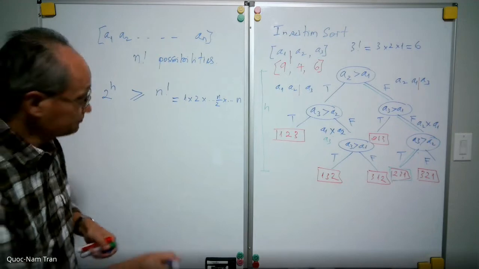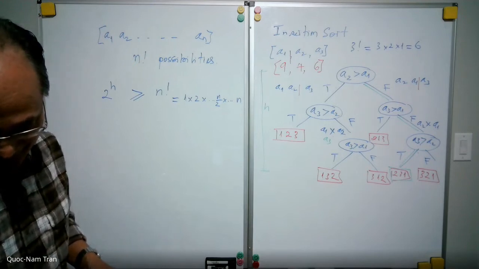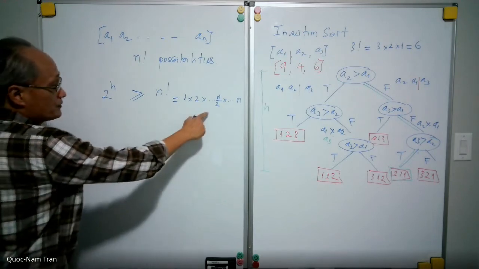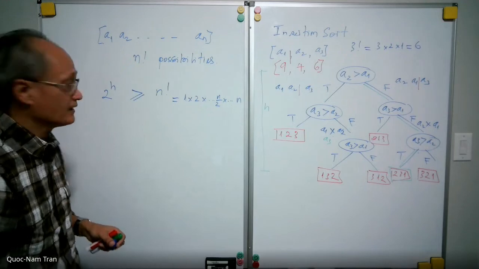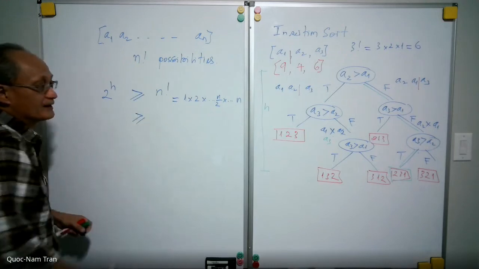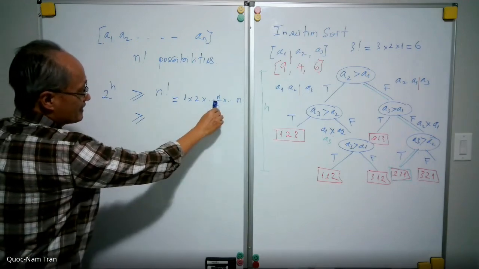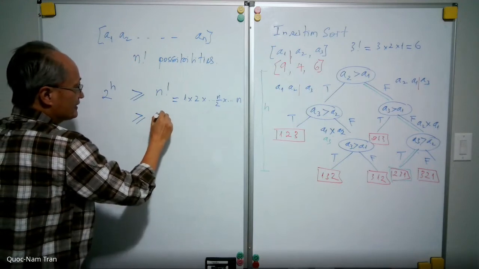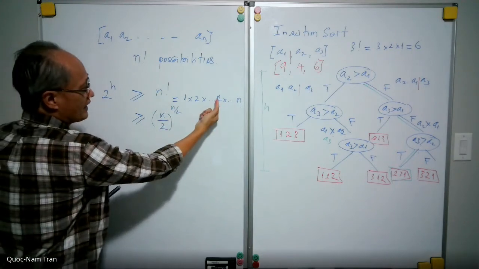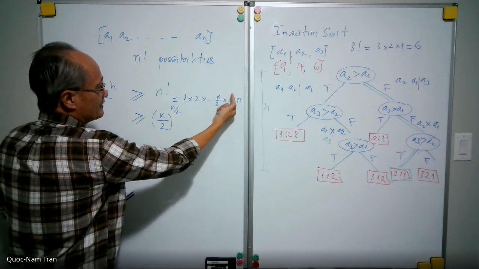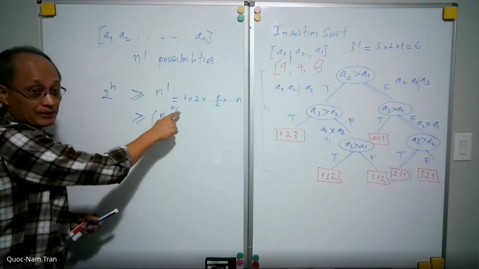Then from here, what do I have? If we just pay attention to half the number of elements, then I have n half, n half, n half, n half, right? It's greater than n half power to the n half, right? Because I simply have just n half, and then this one is n half plus 1, and then this one is n half plus 2 until n, right? So that said, n factorial is greater than n half power to the n half.